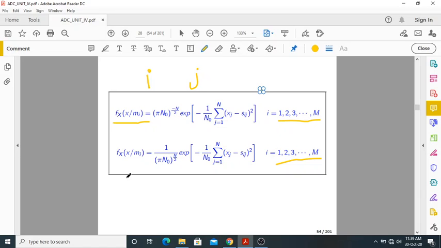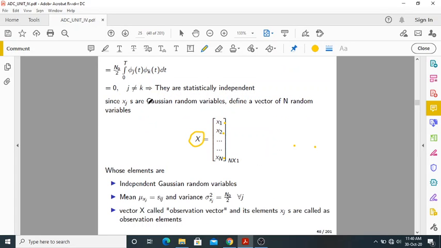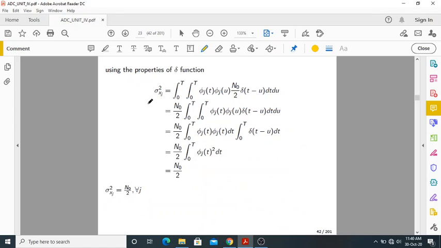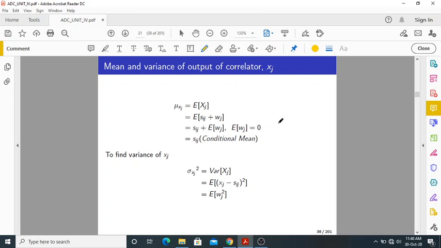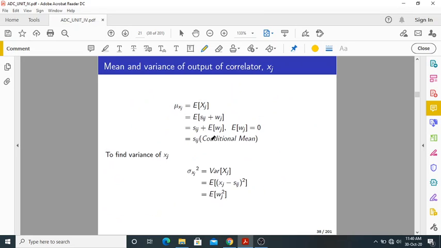Now, these are the two forms of the conditional PDF of the observation vector or received vector capital X given mi. Given mi means the ith symbol is transmitted. So this is the conditional PDF of the particular scenario. Now we know already, I told you yesterday also, xj equal to Sij plus wj. Is it okay? Xj equal to Sij plus wj. Now j varies from 1 to n, sorry.